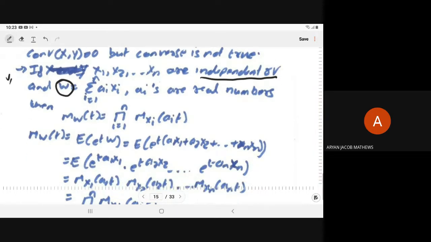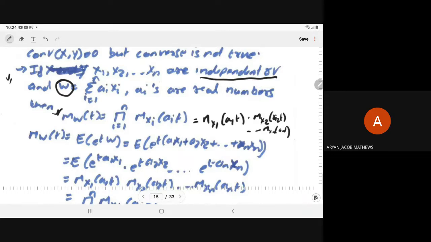So here, if x1, x2, xn are independent, then the moment generating function for the random variable w is the product of the moment generating functions of the random variables x1, x2, xn. That is, M of x1 at a1t into M of x2 at a2t and M of xn at ant.